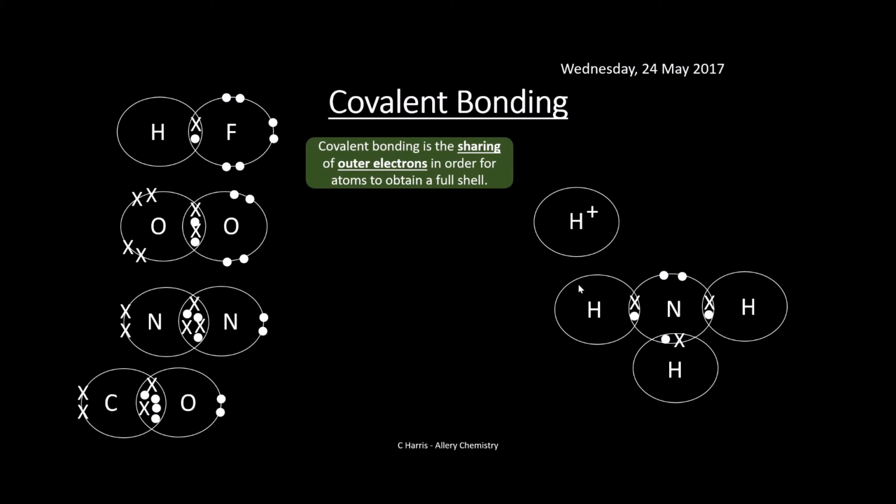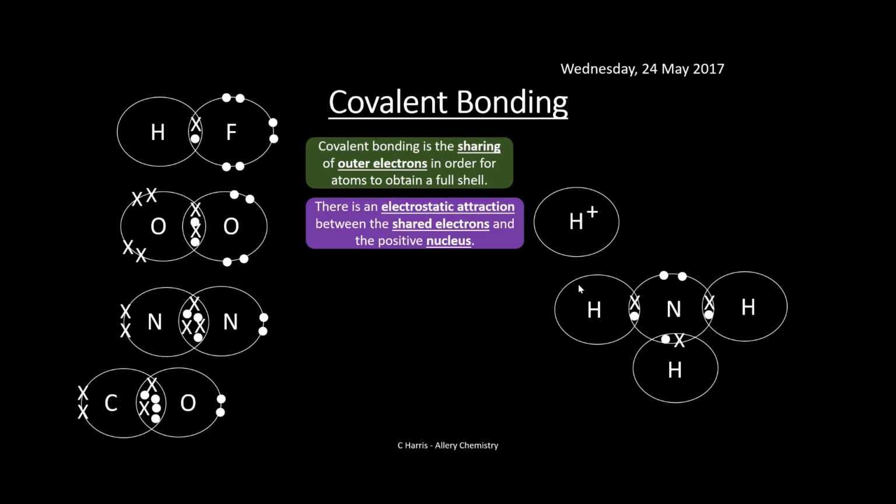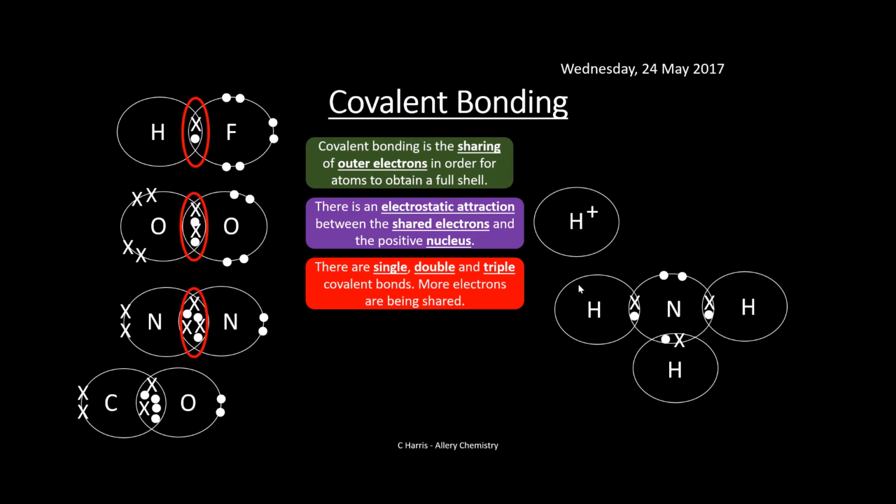Okay, covalent bonding then. Covalent bonding is the sharing of outer electrons in order for atoms to obtain a full shell. Unlike ionic bonding, where one atom donated an electron and the other received it, here they're sharing them. We again have electrostatic attraction, but this time it's between the shared electrons in the middle and the positive nucleus of the two atoms. We have single, double and triple bonds, where more electrons are shared. In a single bond, 2 electrons are shared, in a double bond 4 in total, and in a triple bond 6.